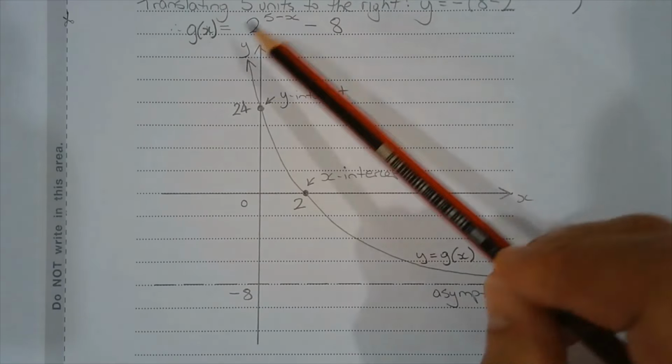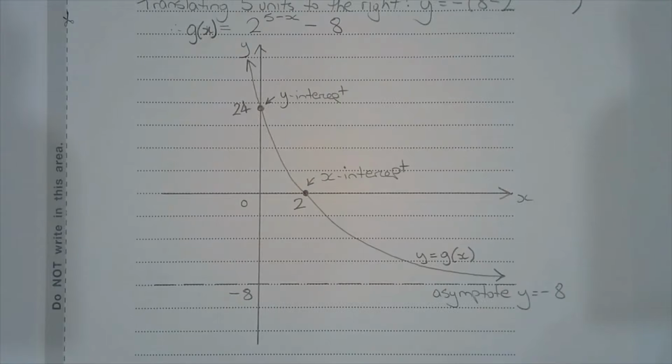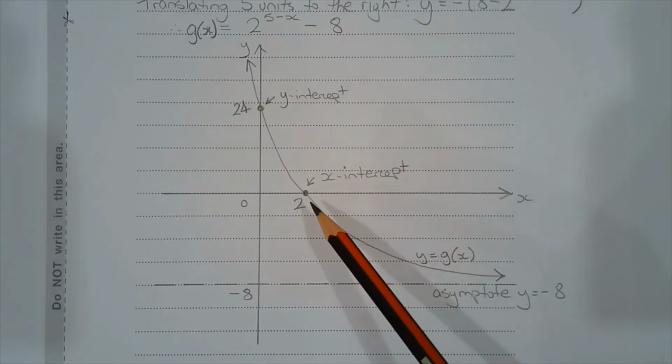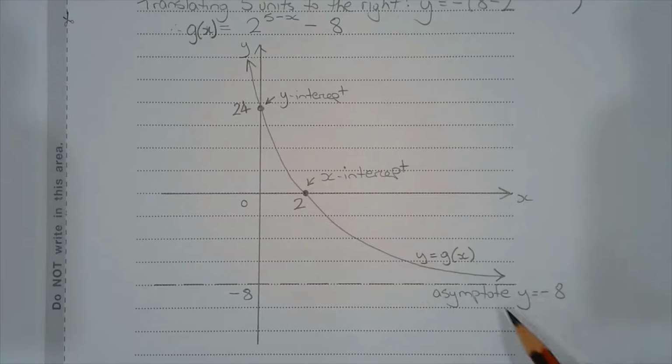And here is a sketch of the graph of 2 to the power of 5 minus x, minus 8. We have a y-intercept of 24, an x-intercept of 2, and the asymptote y equals negative 8.